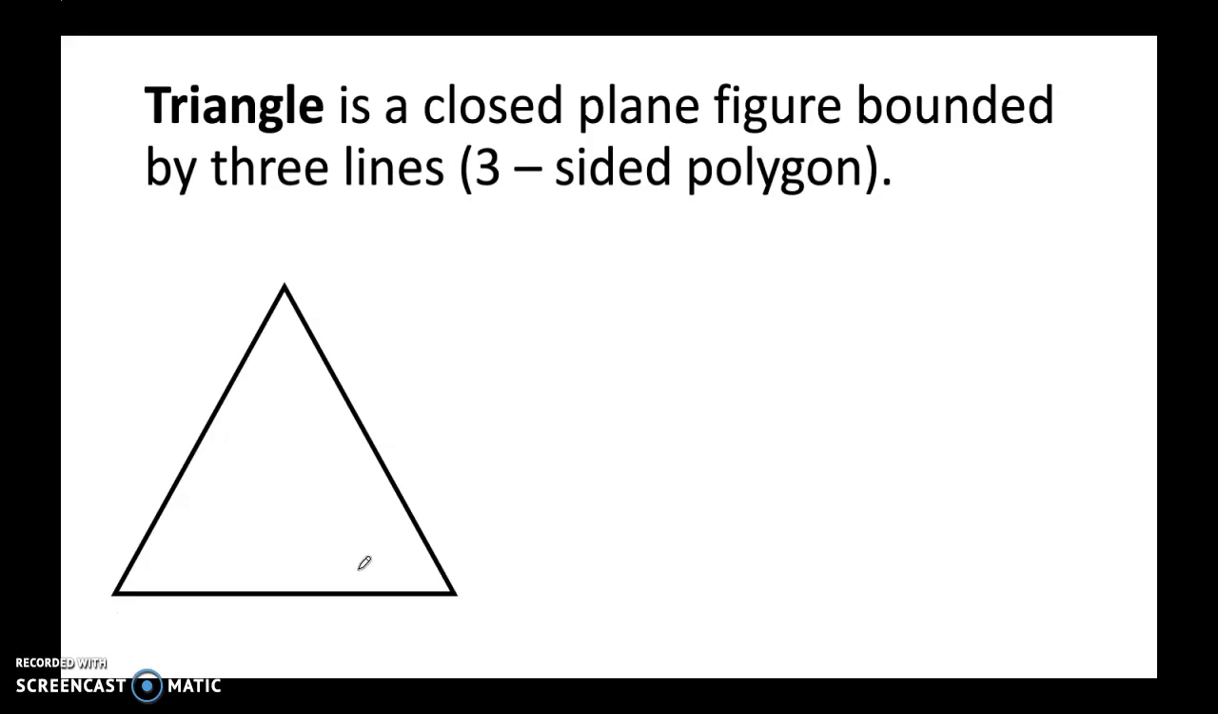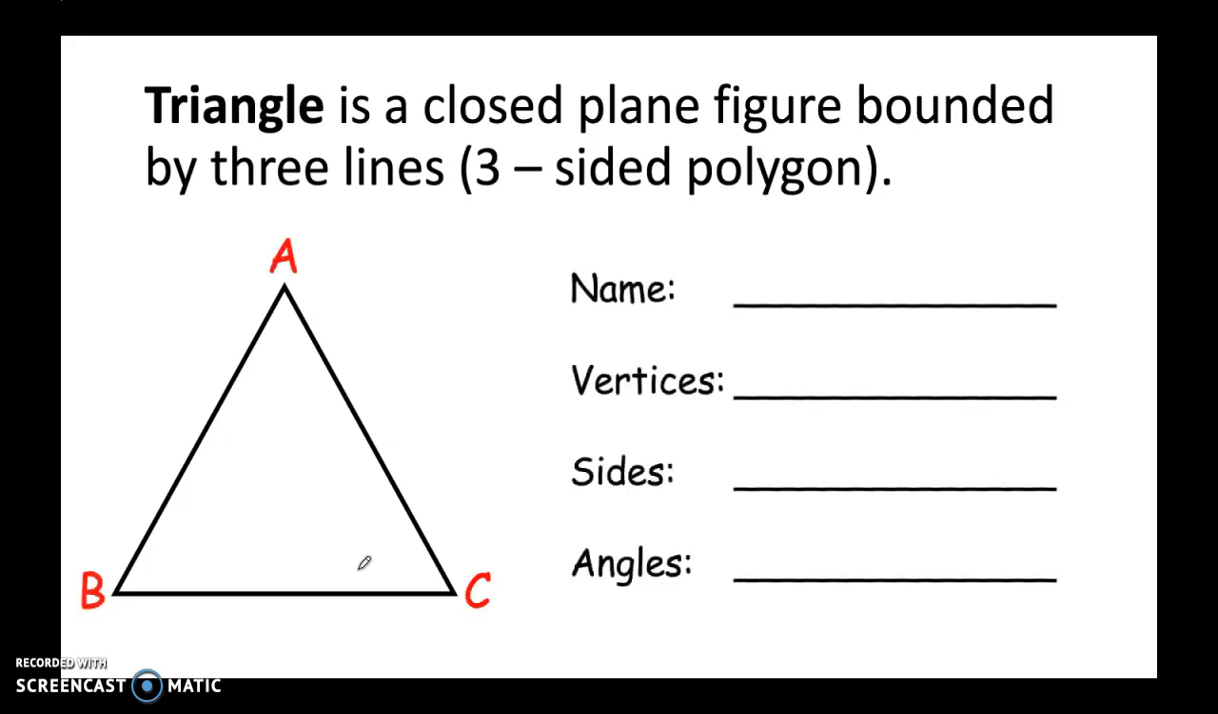A triangle is a closed plane figure bounded by three lines, or said to be a three-sided polygon. How can we name the triangle? We name the triangle using the vertices of the given figure. So the name of the triangle given is triangle ABC. So we use the symbol for the triangle and the vertices.